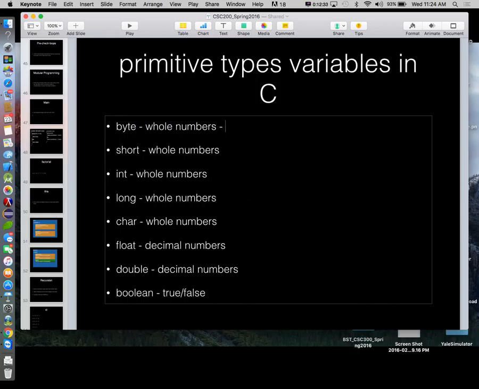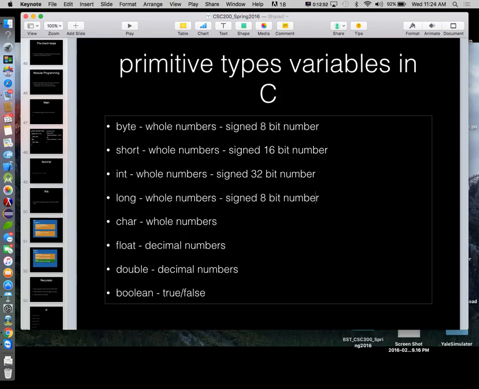So a byte is a signed 8-bit number. A short is a signed 16-bit number. An int is a signed 32-bit number. A long is a signed 64-bit number. A char is an unsigned 16-bit number. Now, when I say signed versus unsigned, signed numbers are capable of holding both positive and negative values.